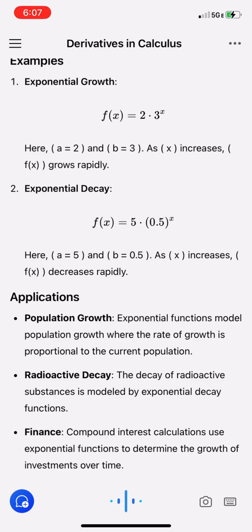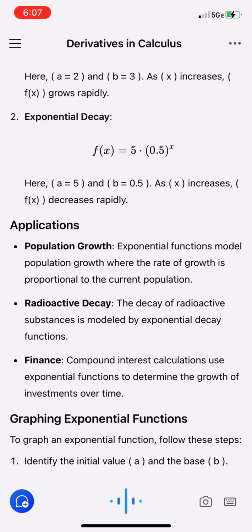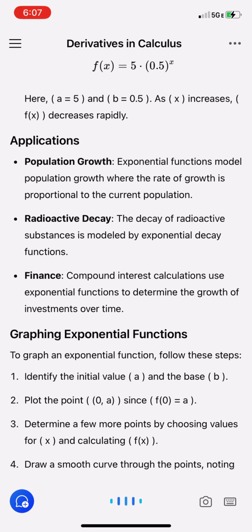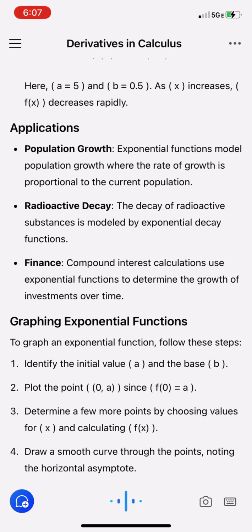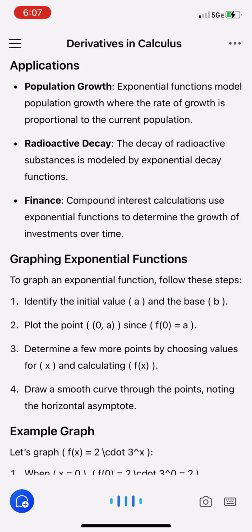Applications. Population growth. Exponential functions model population growth where the rate of growth is proportional to the current population. Radioactive decay. The decay of radioactive substances is modeled by exponential decay functions. Finance. Compound interest calculations use exponential functions to determine the growth of investments over time.